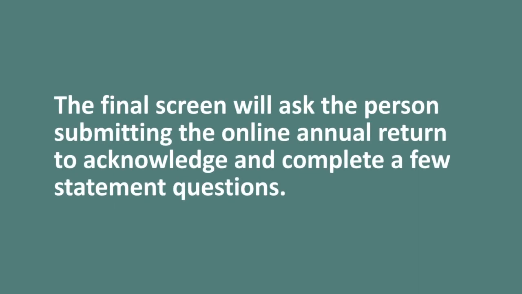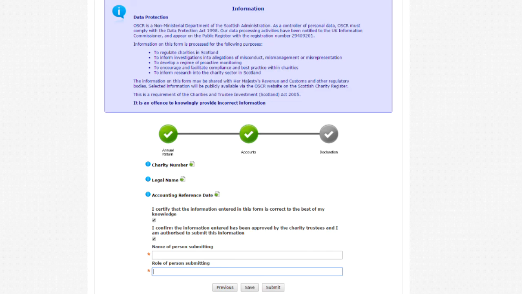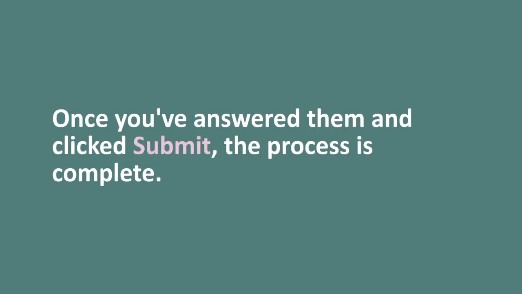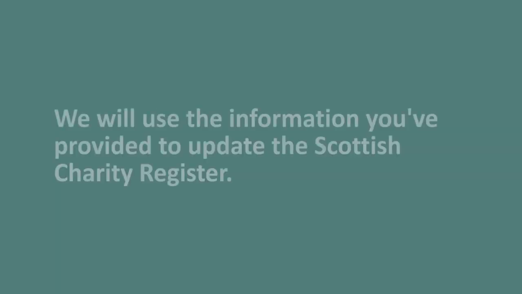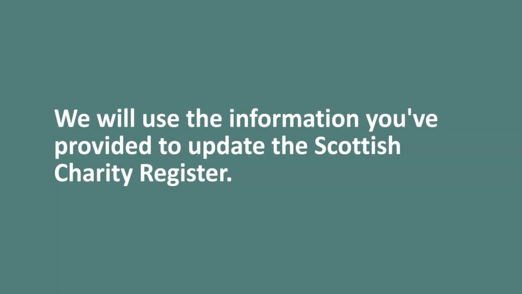The final screen will ask the person submitting the online annual return to acknowledge and complete a few statement questions. Once you've answered them and clicked Submit, the process is complete. We will use the information you've provided to update the Scottish Charity Register. If anything is wrong, we will contact you.